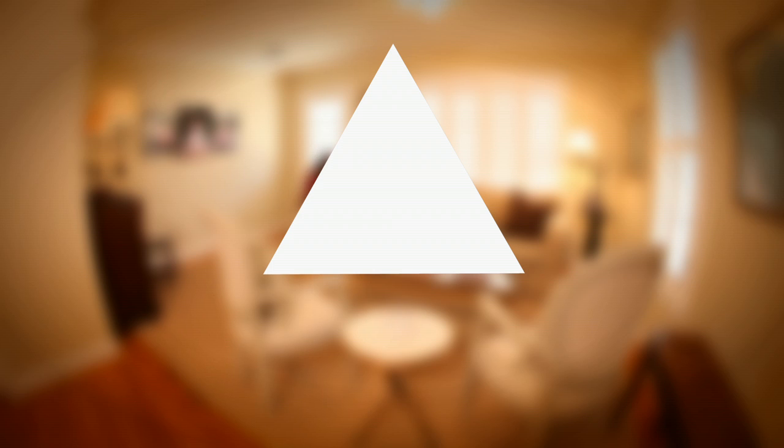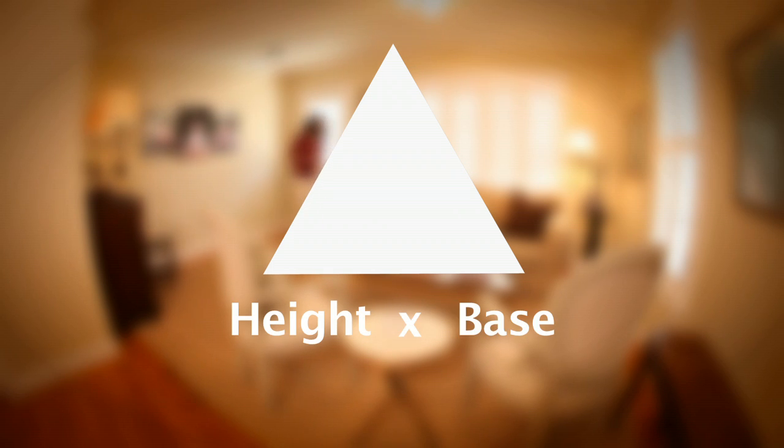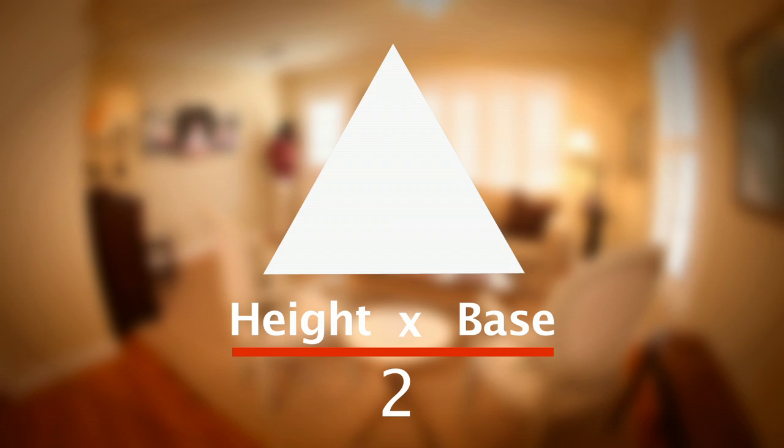If the room is a triangular shape, simply take the longest length measurement, multiply it by the longest width measurement, height times base, and divide the number by 2.